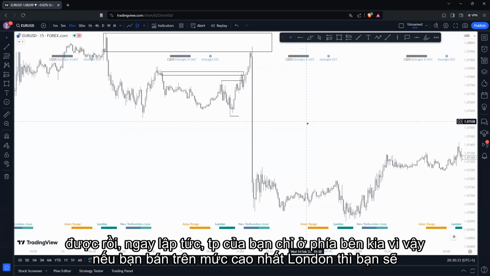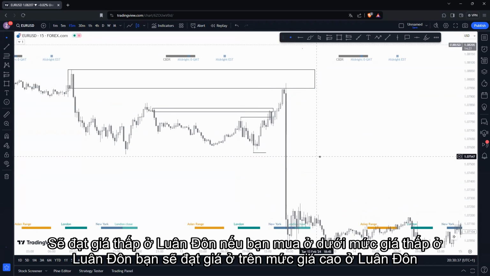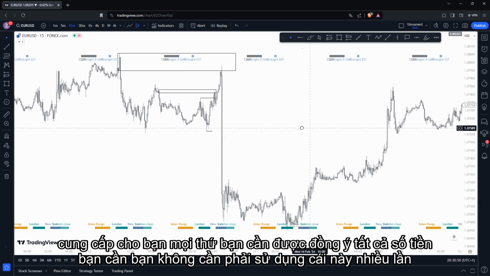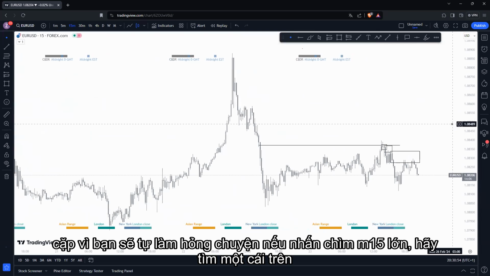Your TP is just the other side. So if you sell above the London high, you're gonna TP at the London low. If you buy below the London low, you're gonna TP above the London high. That's it. I have tested on AUD USD, JPY USD, but stick to euro dollar. Euro dollar is gonna give you everything you need, all the money you need. You don't have to use this on multiple pairs because you're just gonna mess it up for yourself.